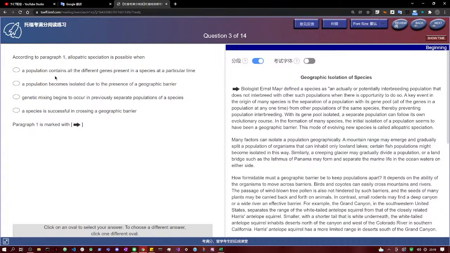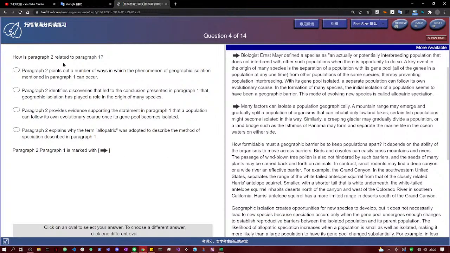A population contains all of the different genes present in the species at a particular time. A population becomes isolated due to the presence of a geographic barrier. I don't like looking at this. Genetic mixing begins to occur in a species subject to crossing the geographic barrier.